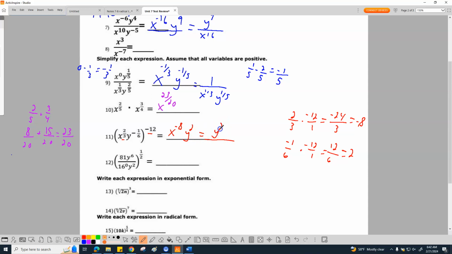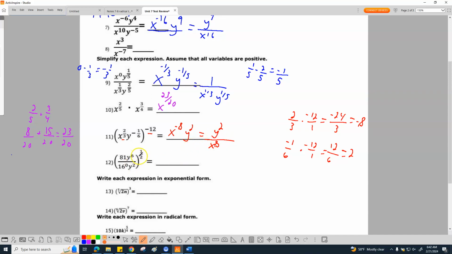The y can stay in the numerator, and the x needs to go to the denominator. That is an 8. That's just a sad 8. Let me change it. There we go. So with that, that's the end of it, really.